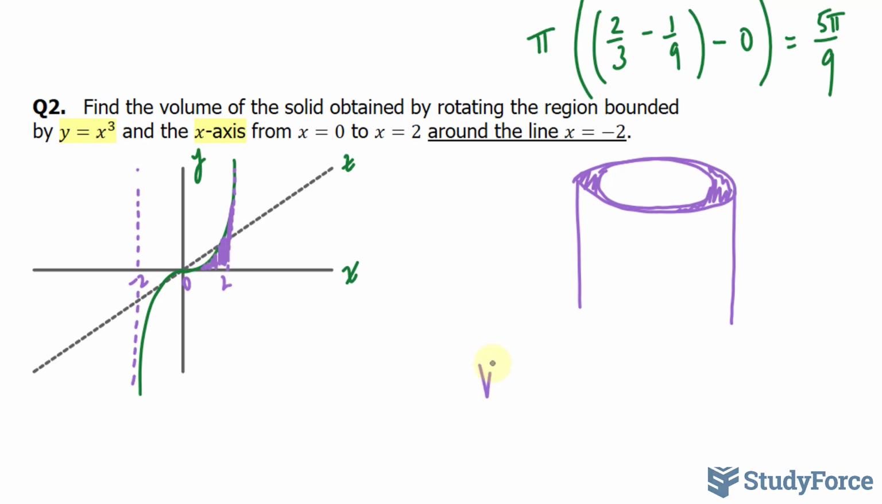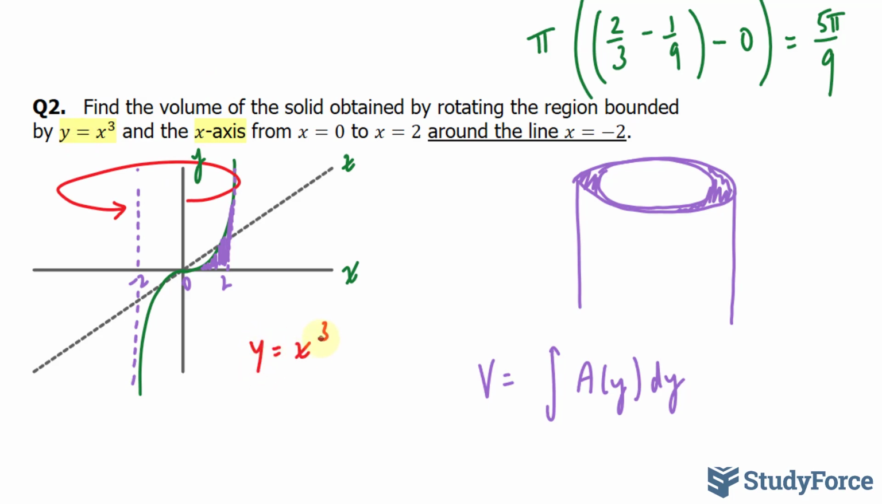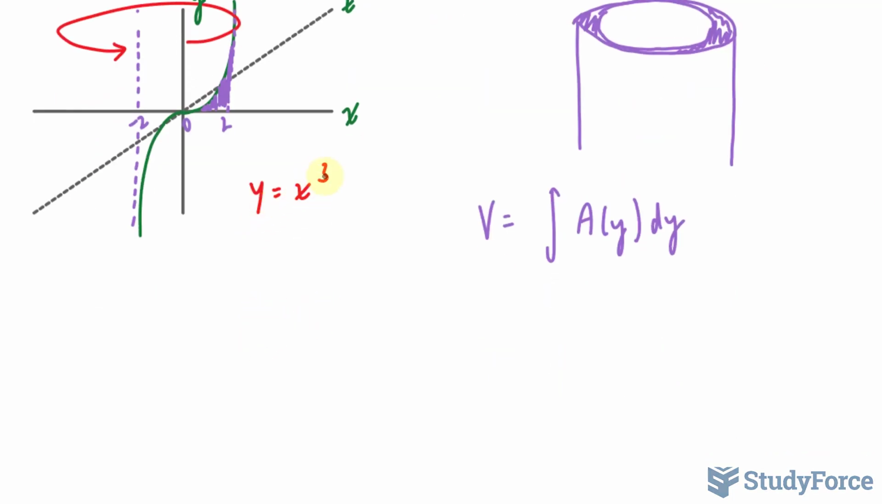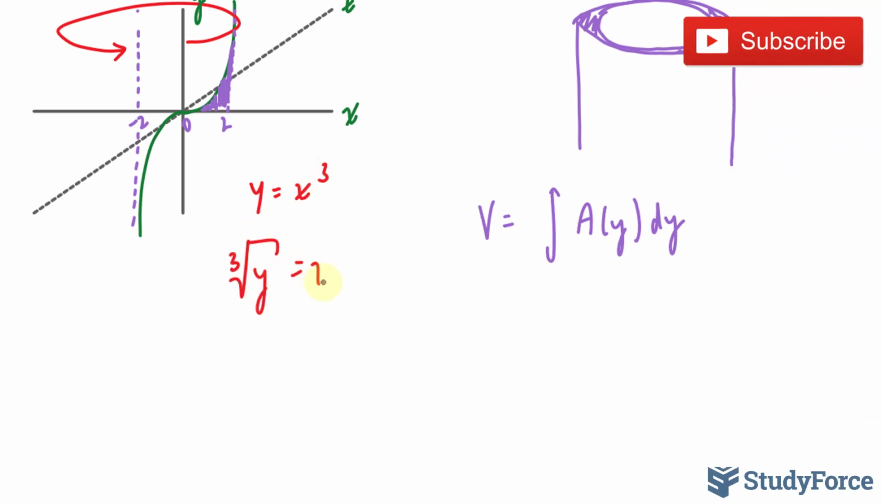So we have volume is equal to the lower and upper limits, which we don't know yet. And instead of being about the x, as in the previous question, we'll have it about the y, because it is being rotated like this. Now what this also means for us is that we have to rewrite our function y is equal to x to the power of 3 in terms of y. And to do that, we'll cube root both sides, where we end up with the cube root of y is equal to x. So this will be our brand new function.